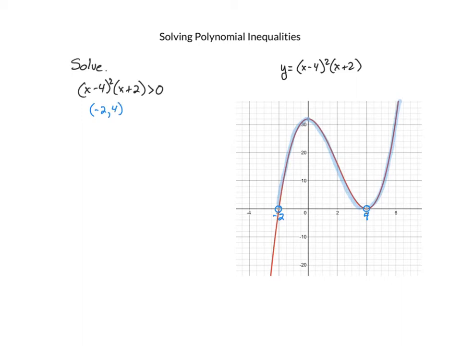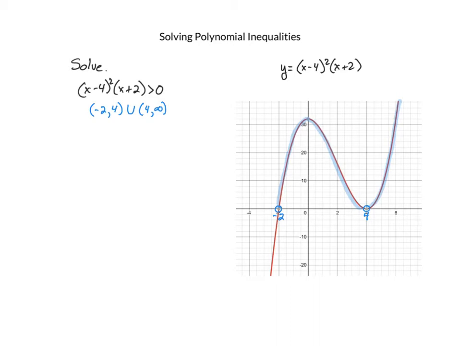And we also would like to include the numbers to the right of 4, so that we would have union 4 to infinity. Recall that parentheses, when used in interval notation, tell us that we're excluding that value.